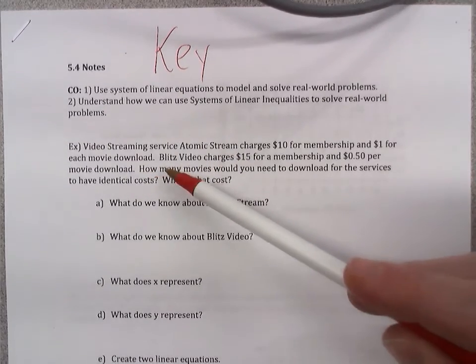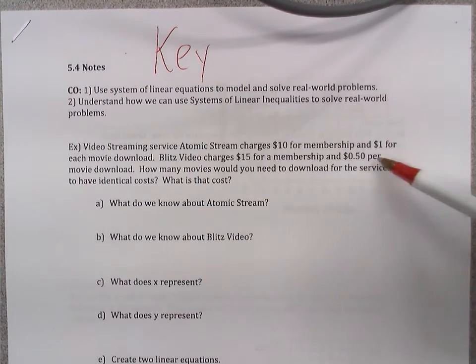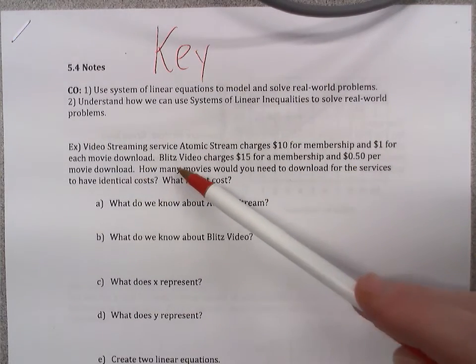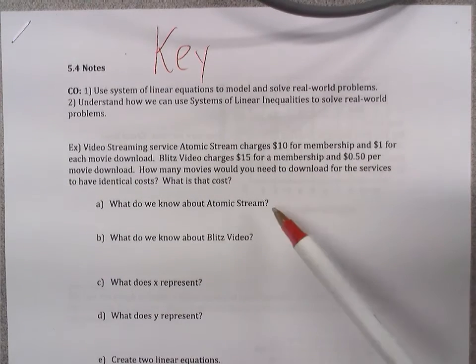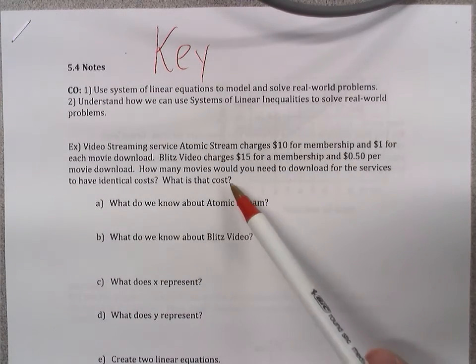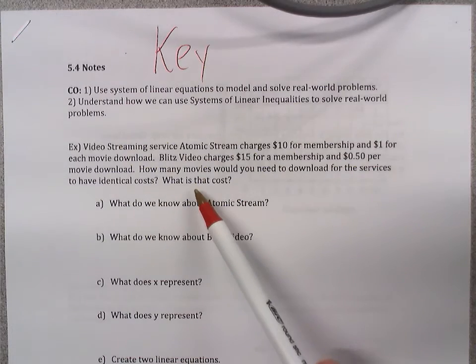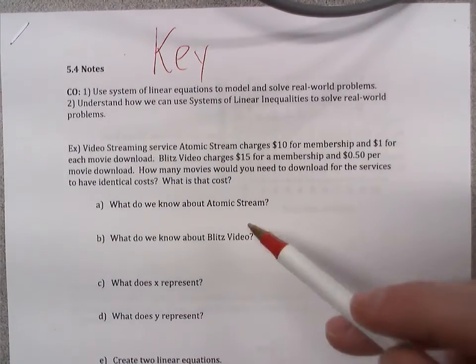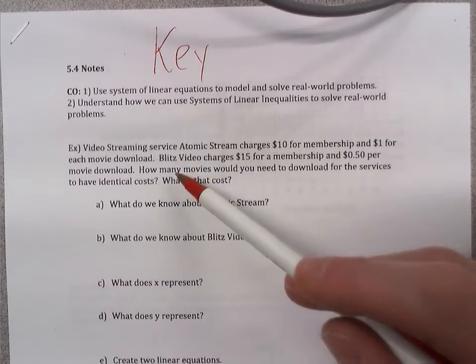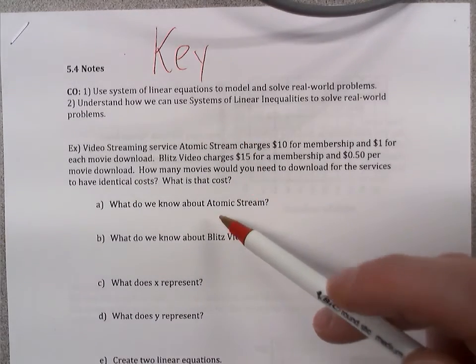Video streaming service Atomic Stream charges $10 for membership and $1 for each movie download. Blitz Video charges $15 for a membership and 50 cents per movie download. How many movies would you need to download for the services to have identical costs? What is that cost? I want you to actually think about all the various numbers that you're being given and what they actually mean.